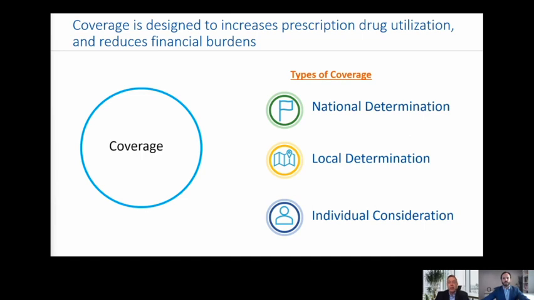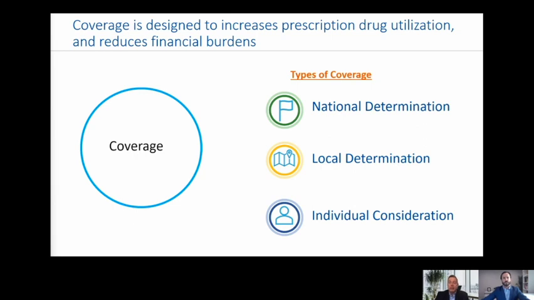Second is the local coverage determination process. And again, this too is a coverage or a non-coverage decision, but it only applies to Medicare beneficiaries that are residing in one of 12 specific geographic jurisdictions. And local policies can vary from one jurisdiction to another. In fact, you could have a policy in one state and in the very next state have no policy at all or have a different policy. Regardless of that, these local policies can't override a national policy, but they can be more stringent in some cases.